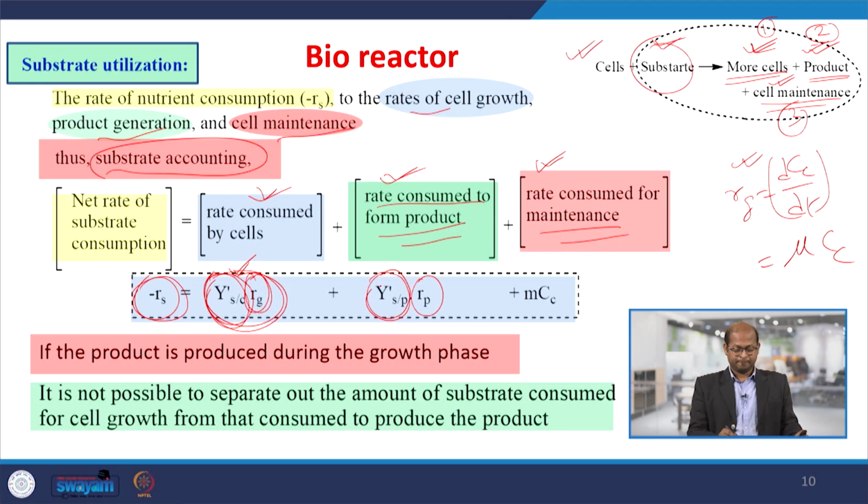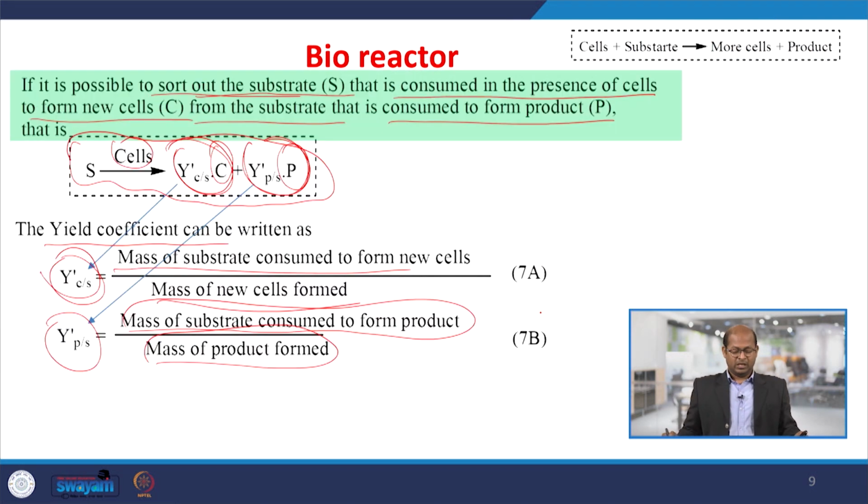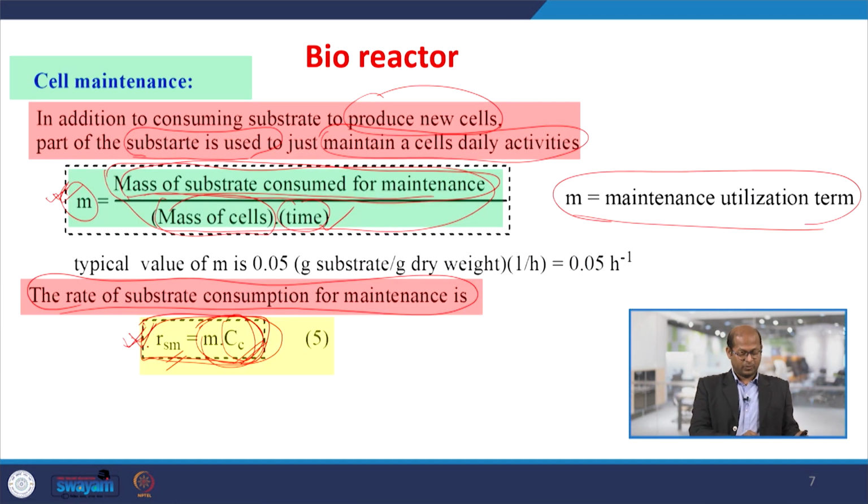So, then Y'S/P is the yield of substrate per unit product, and Y'S/C is the yield of substrate per unit cells. If you know the rate of product formation and the rate of cell formation or cell growth rate, we multiply with these. And for cell maintenance we said m into Cc. We have discussed that substrate is consumed in three different ways. So the rate of substrate consumption for cell maintenance equals m into Cc.